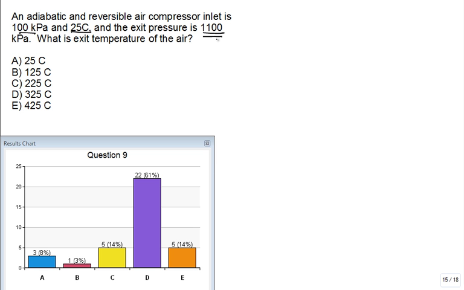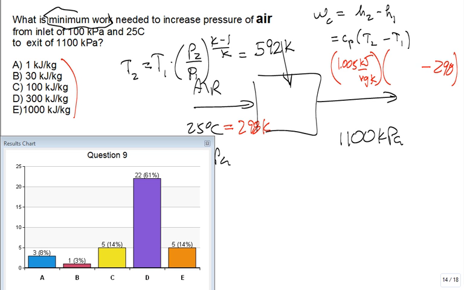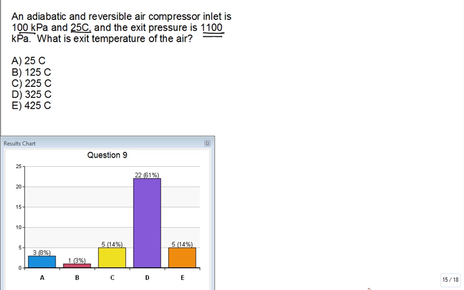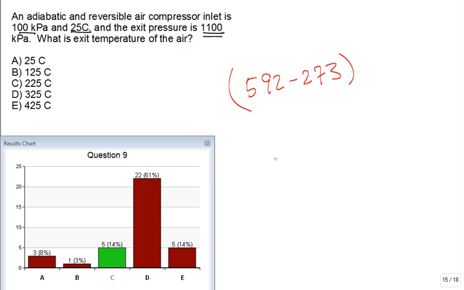And we show the results. That's the results, right? But, oh, they required it in degree C. What do you get? 319. Well, what's the best answer? True? All right.